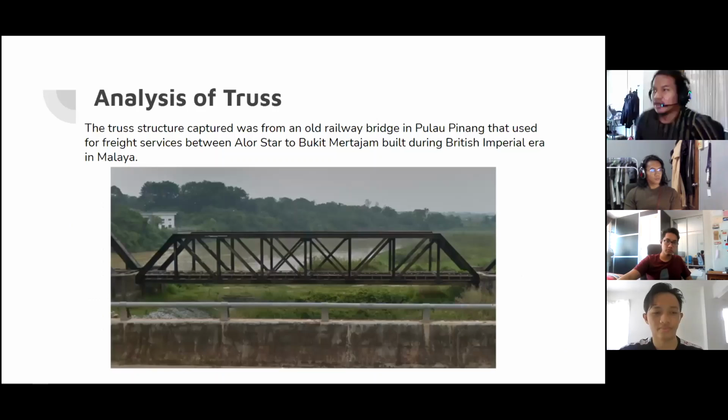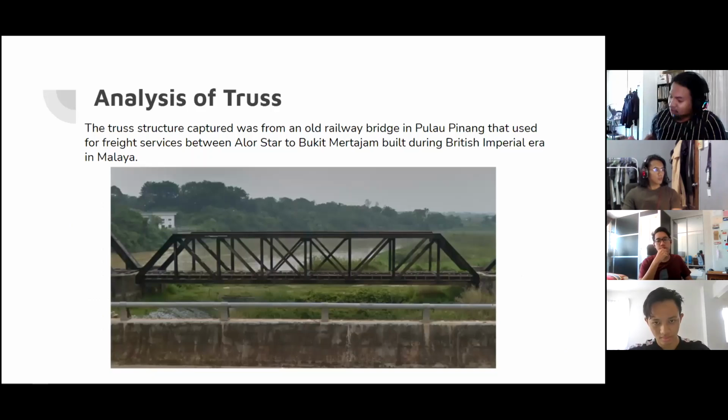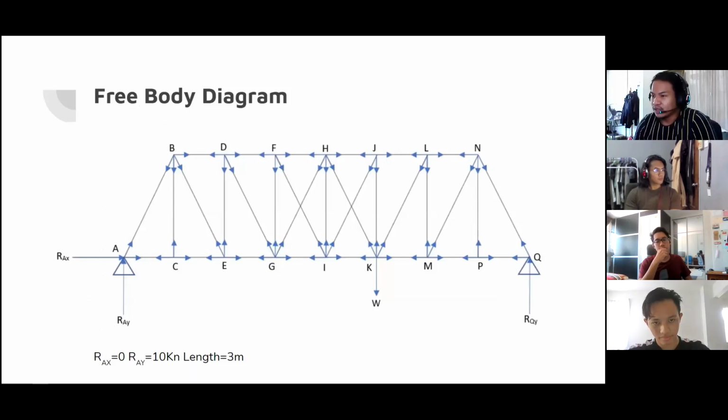Okay, for our truss analysis, we chose this structure, an old railway bridge in Sungai Muda, across Sungai Muda, that was used in the British Imperial era of Malaya. So this is our free body diagram.